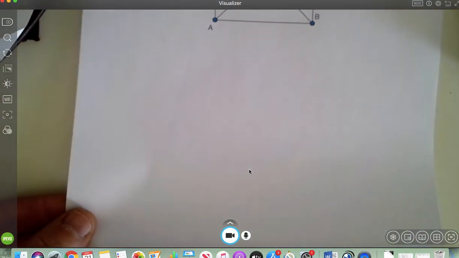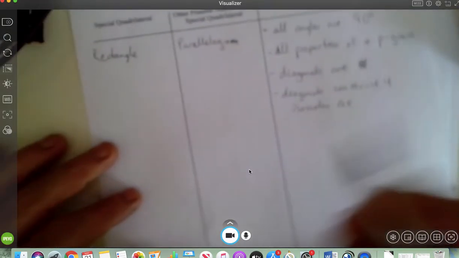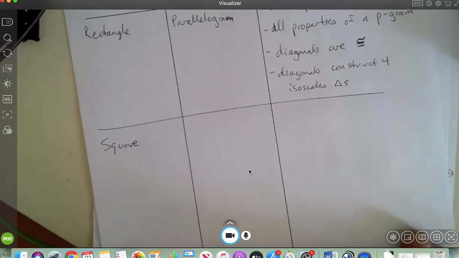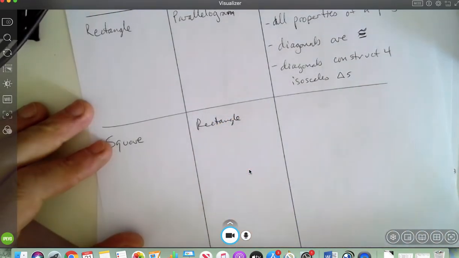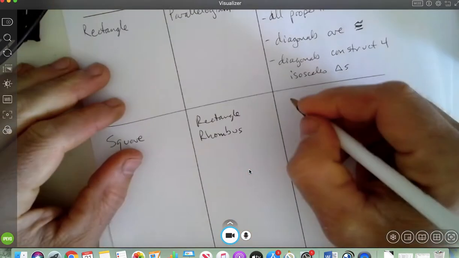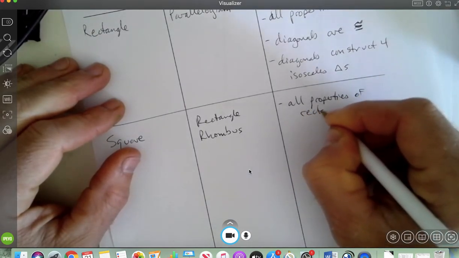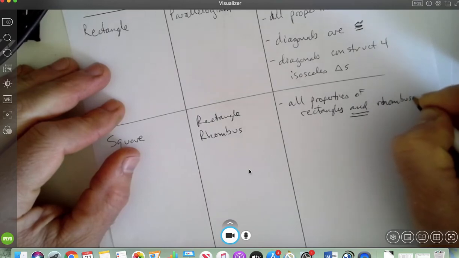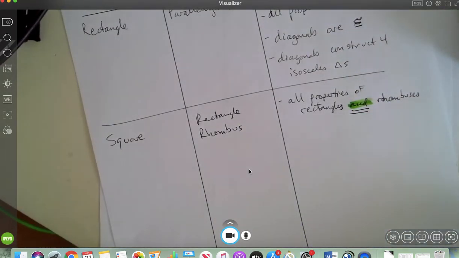Now, let's say we turn it into a square, right? If we look at this square, remember that a square is a quadrilateral in which all angles are congruent. All angles are 90 degrees, so it's a rectangle. And all sides are congruent, so it is a rhombus. Remembering that it's a rectangle and a rhombus tells us that it has all properties of rectangles and rhombuses. So I can use my property list from the previous ones to help me with this one.